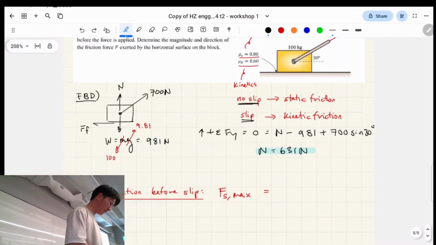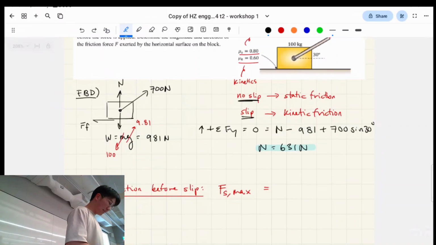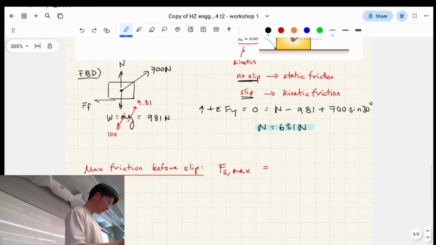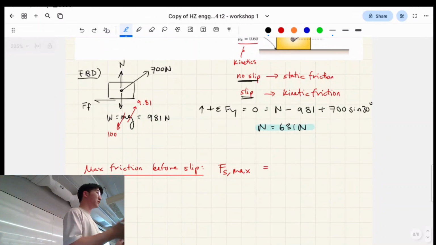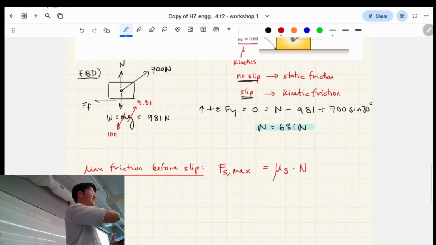Okay, that makes sense so far, right? Basically, there's a formula that we know for the max friction force before a slip occurs, right? You take the static friction coefficient and multiply it by the normal force. That's not newtons, that's normal force, right? So it's a function of the normal force.